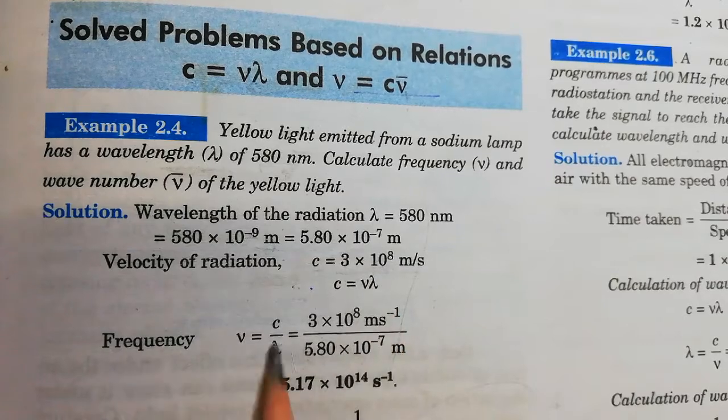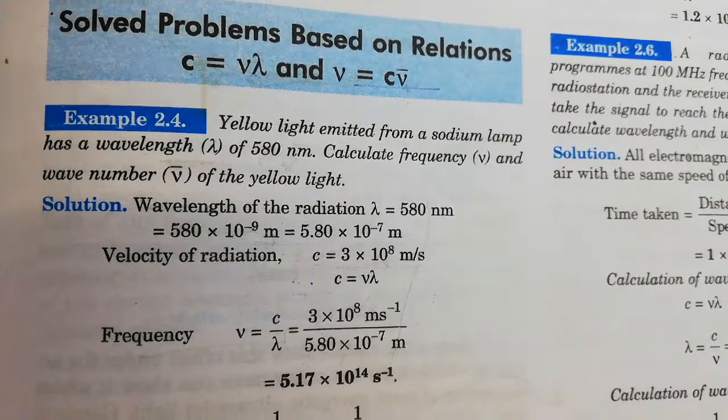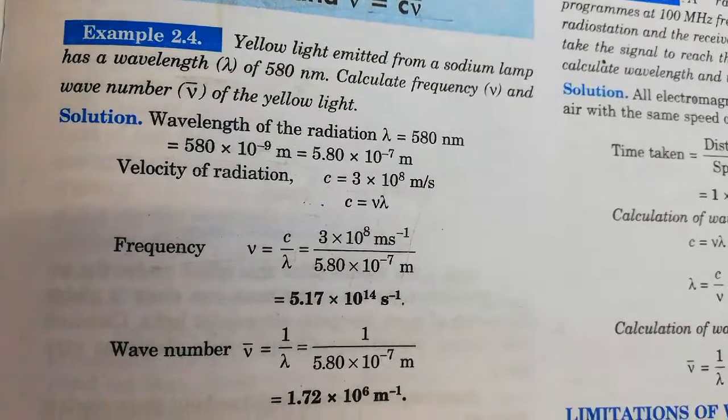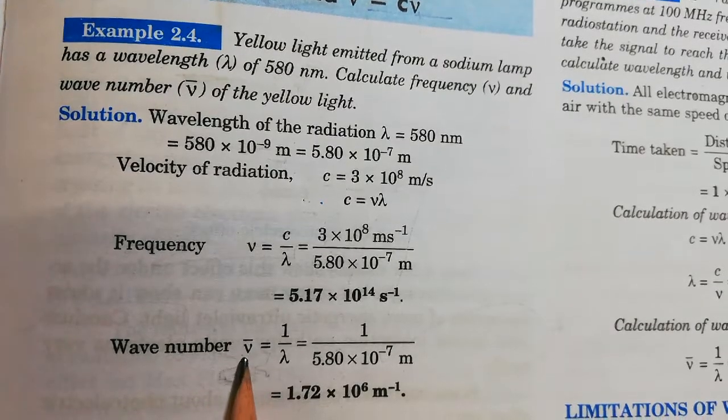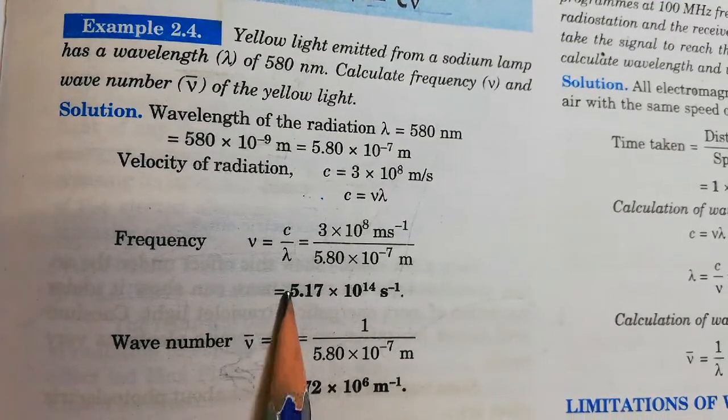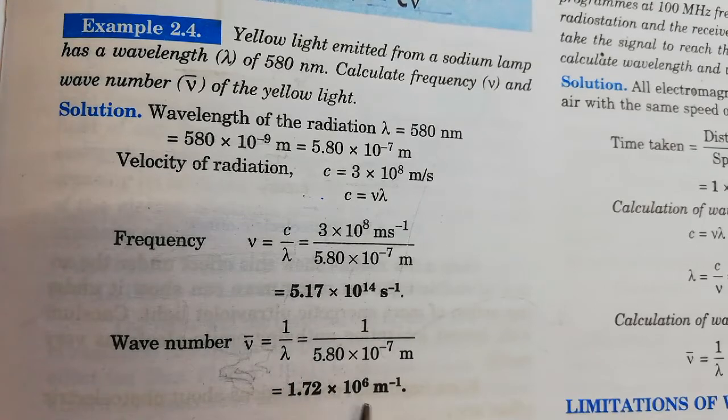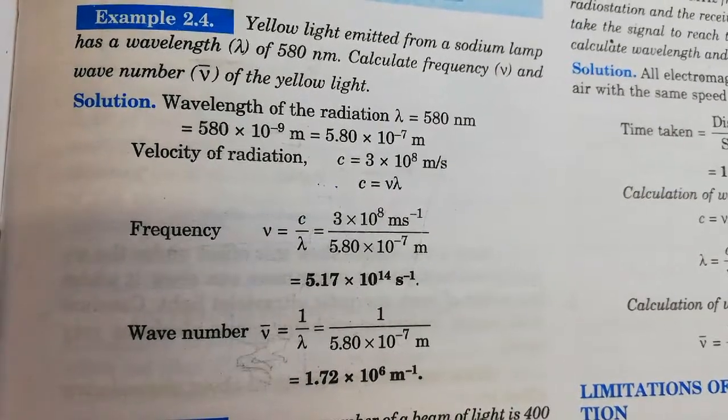Now you can find the frequency simply, and once the frequency is known, the wave number of that radiation can also be found, where the wave number is defined as the reciprocal of wavelength. So hopefully you got the very first one.